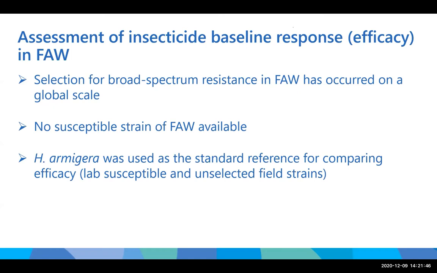But lab strains don't really provide a realistic baseline because they're artificially bred. They're often in the lab for hundreds of generations and so can suffer some pretty severe effects from inbreeding depression. And so that's why we've also used an unselected field strain of Armigera, just to provide us with a bit more of a field relevant comparison to fall armyworm rather than just relying on strains that potentially have already lost a lot of their hybrid vigour.